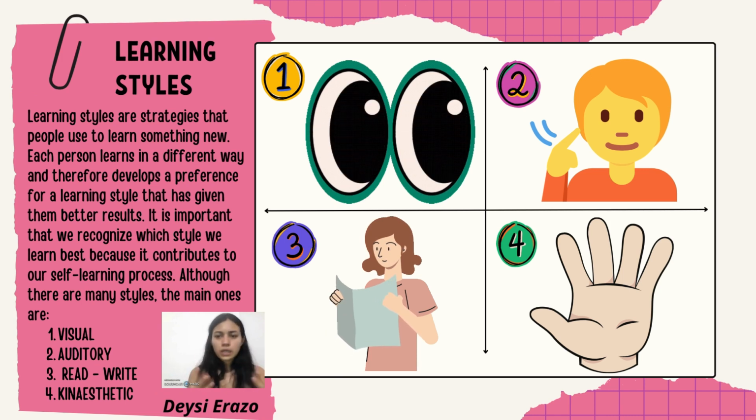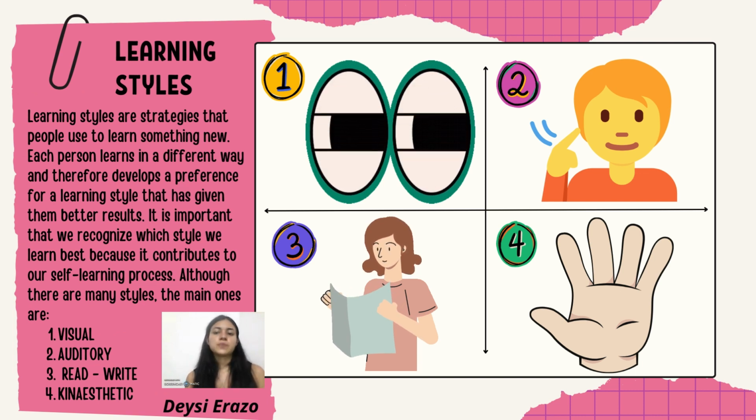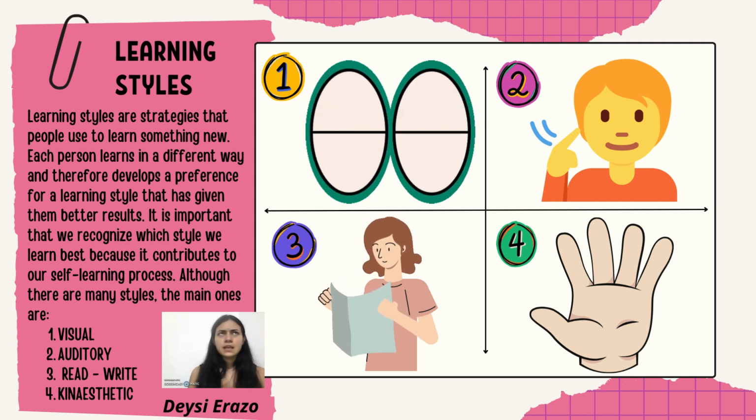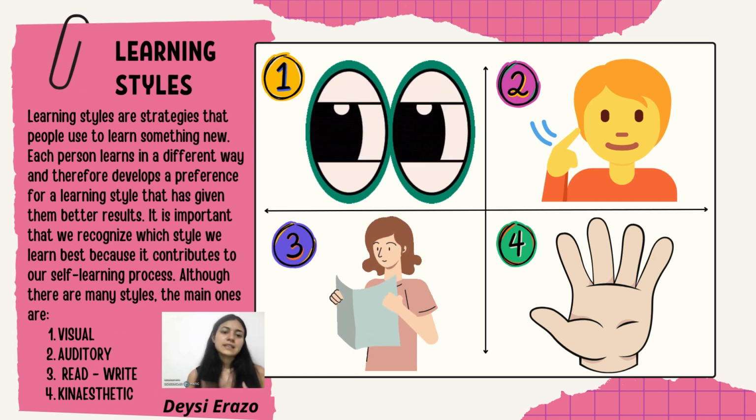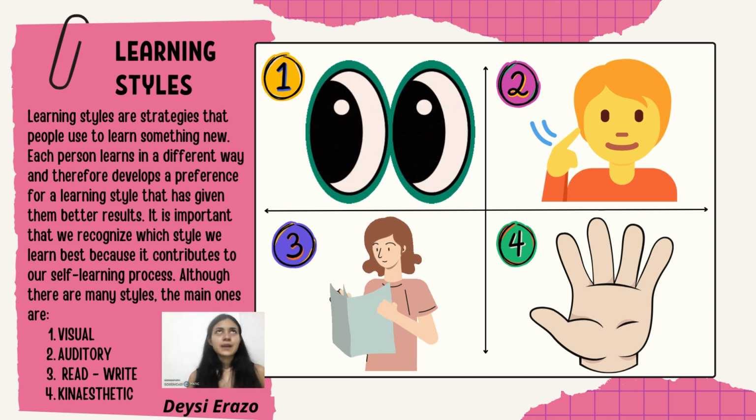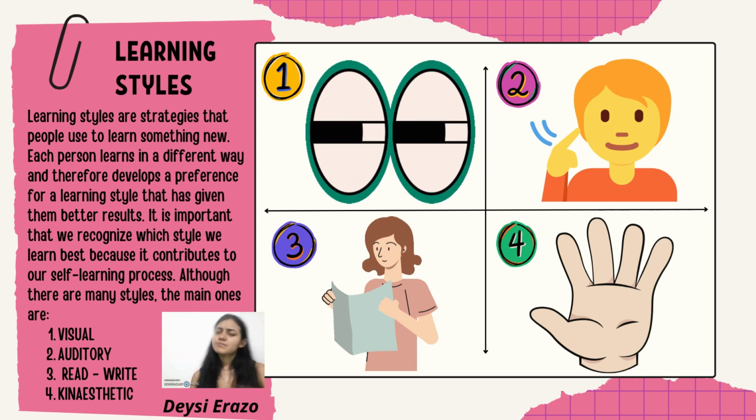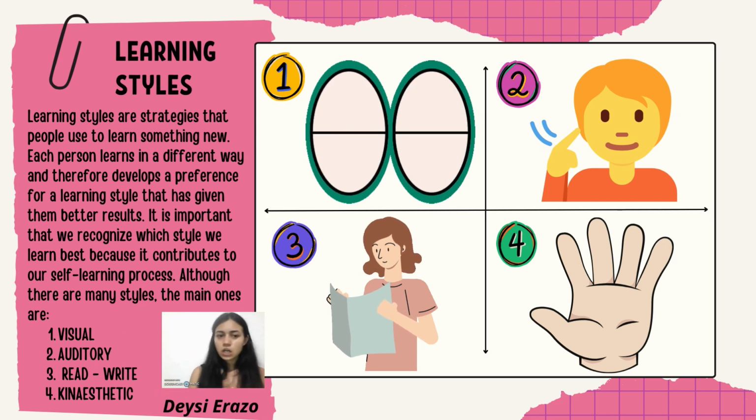Because we work a lot with the sense of hearing. We continue with the verbal one, which is based on books and text. It is based on reading and writing. And finally, we have the kinesthetic one, which incorporates body movement and the sensation of touch.